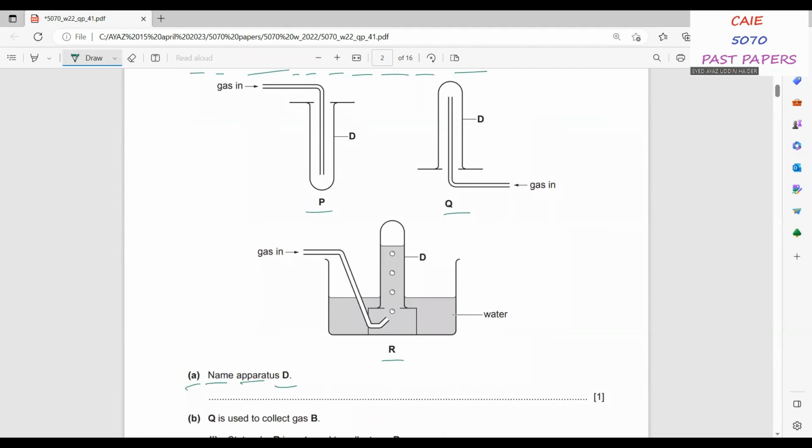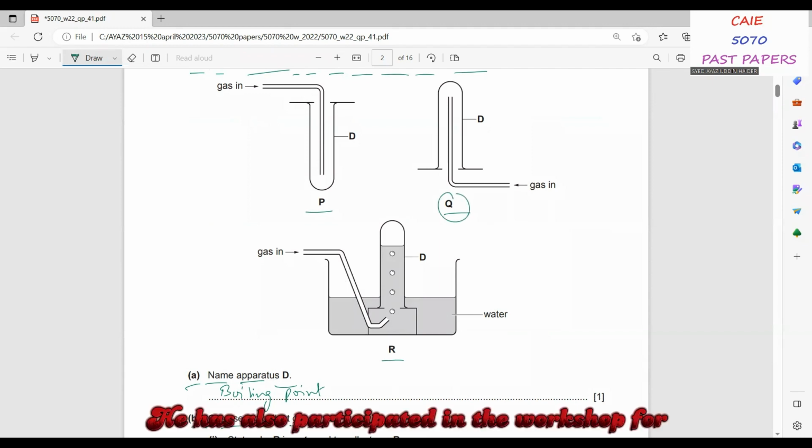A, name apparatus B. It's a boiling tube. So you write boiling tube. B, Q is used to collect gas B. This is Q. It's used to collect gas B.